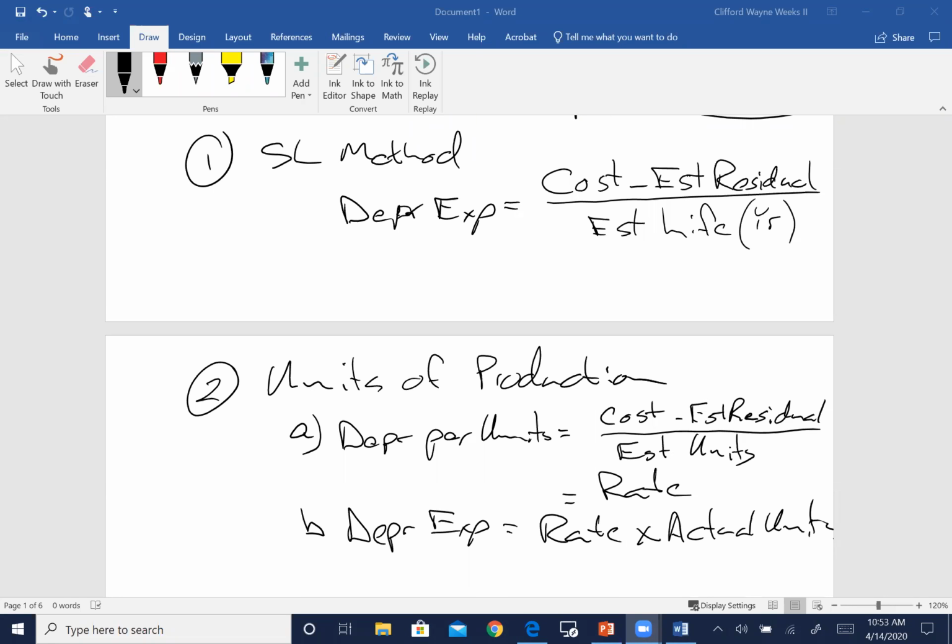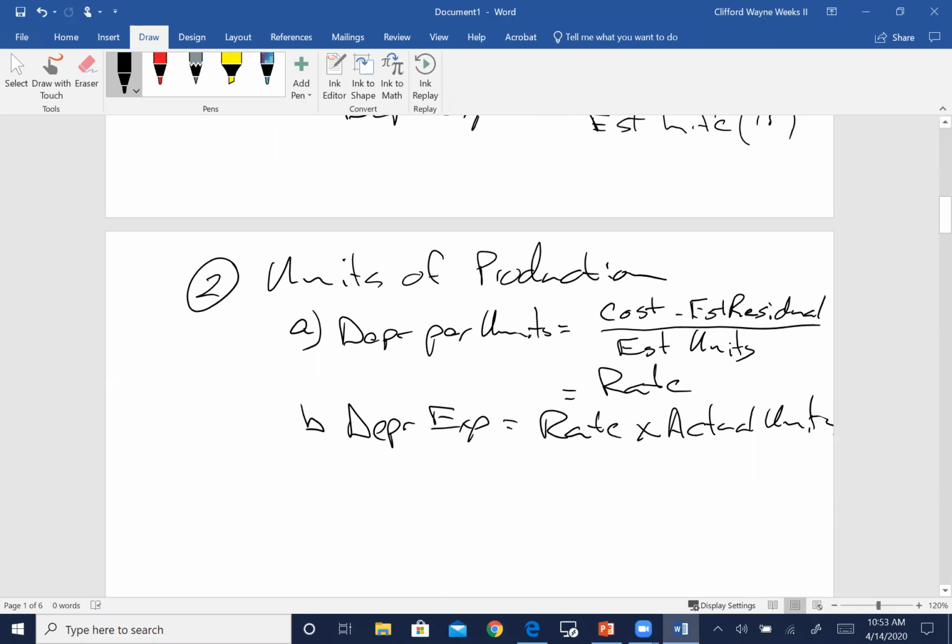And so with this, why people don't use it is because there's this two-step. And really the big difference is, over here, is where we used the estimated units, and down here we use the actual units. And this will give us our depreciation expense.